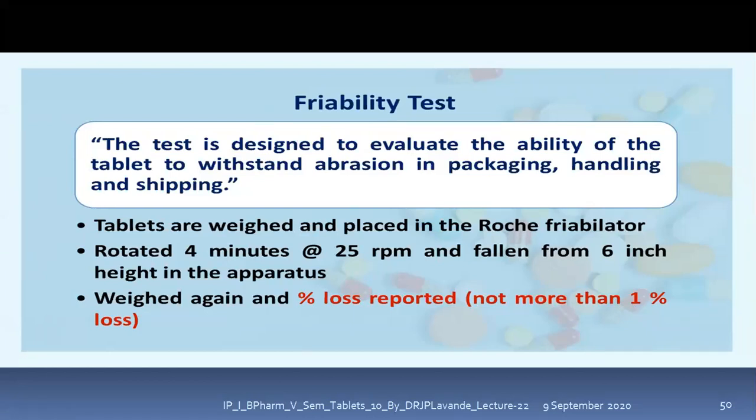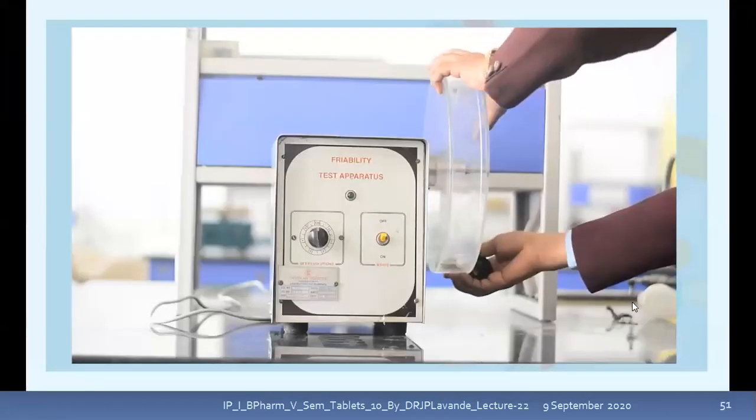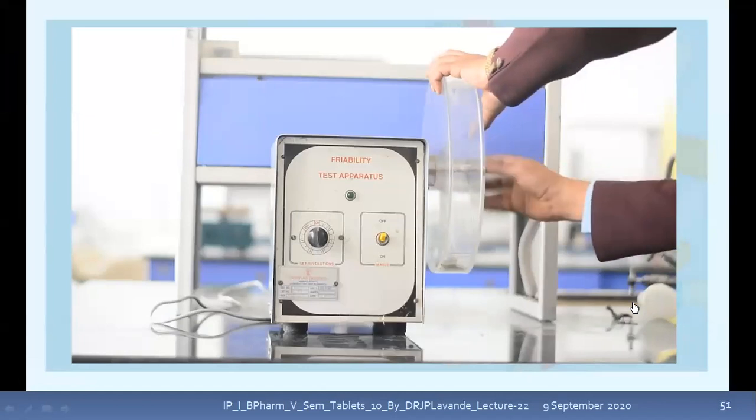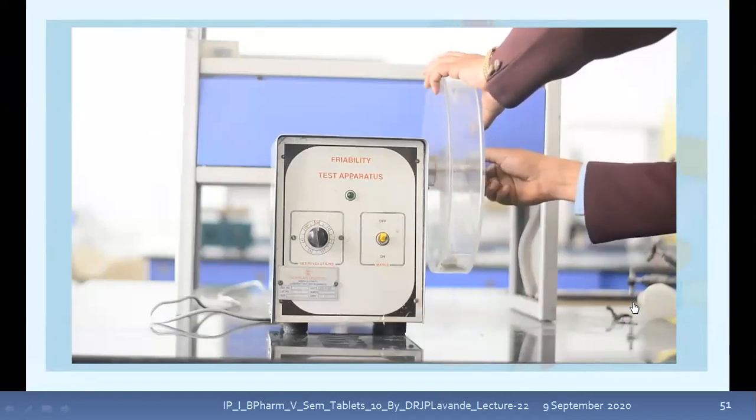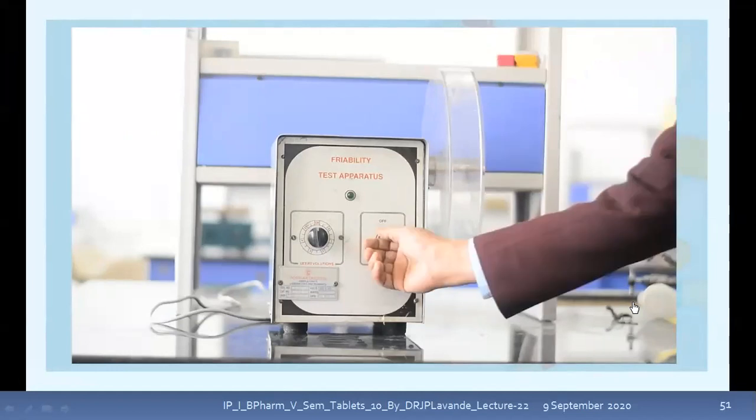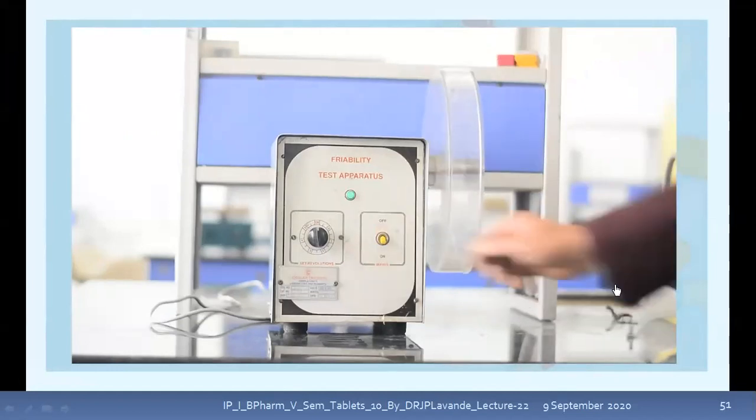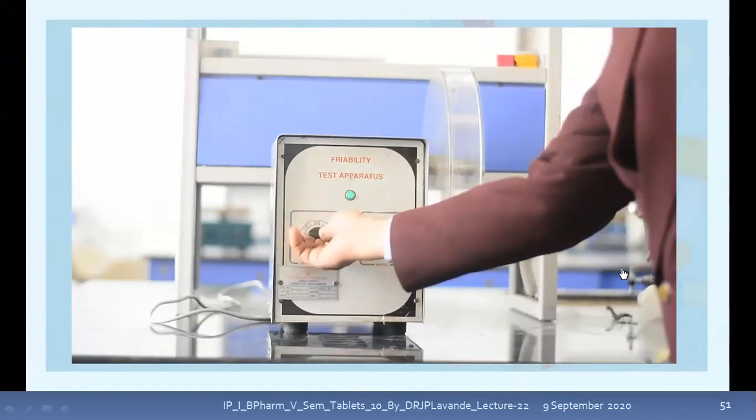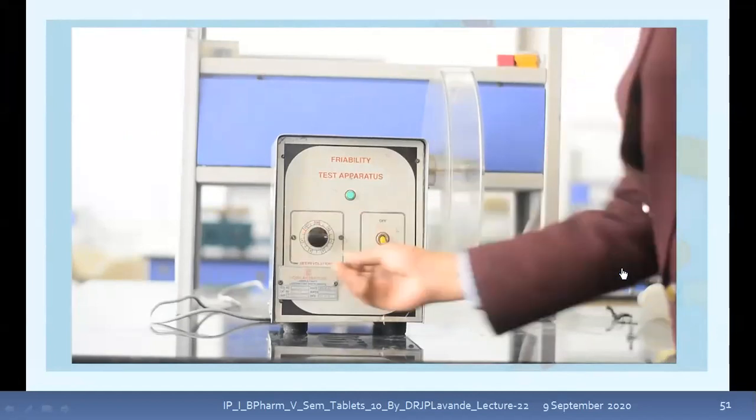That is not accepted. In this video, we are placing the pre-weighed tablets into the Roche friabilator. Then the agitation is run for 4 minutes at the rate of 25 RPM. When the rotations are completed, it stops automatically, and then the tablets are taken out.